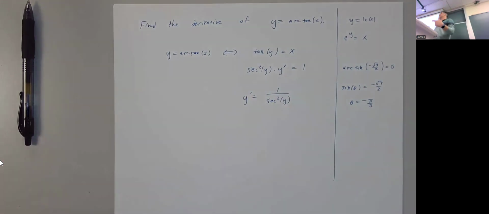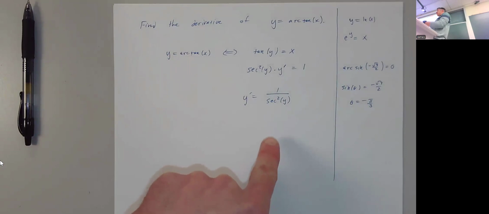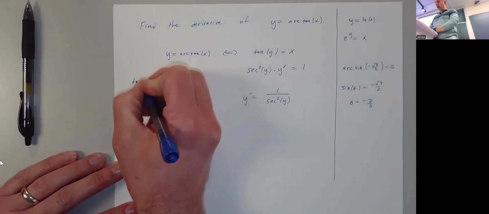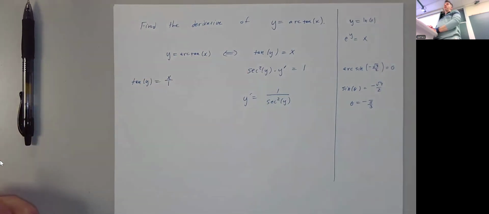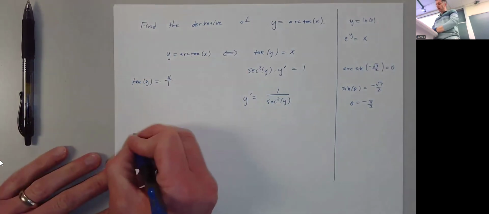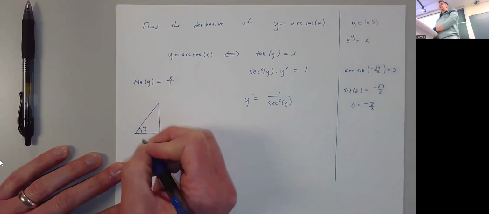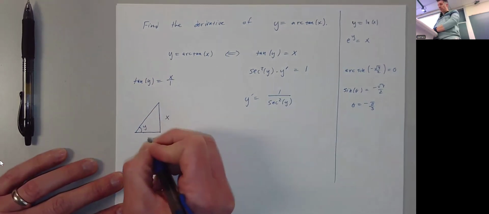So we're back having the same sort of problem we had before, where we started off with y as a function of x, and our derivative is in terms of y. It should really be in terms of x. So we have to change that secant squared of y into something with x. There are two different ways of doing this. I prefer what we typically call the triangle method: take tangent of y equal to x, and say it's tangent of y equal to x over 1. Draw a right triangle where the angle is y, and tangent is opposite over adjacent. So tangent of y should equal the opposite divided by the adjacent.